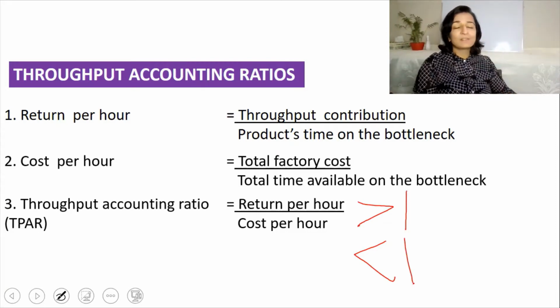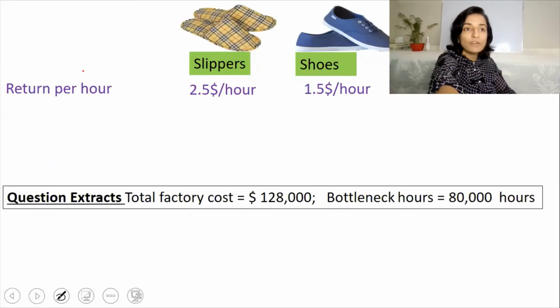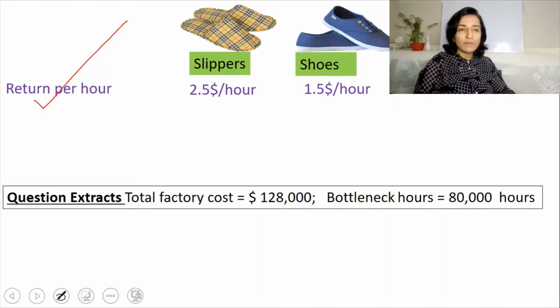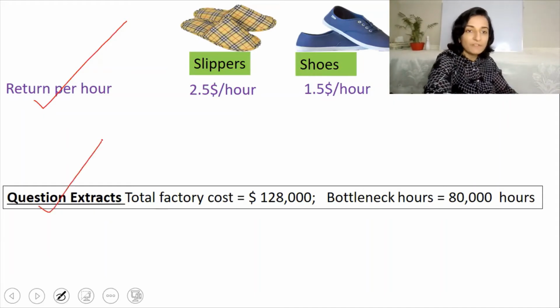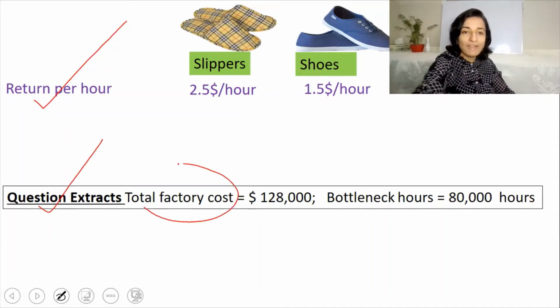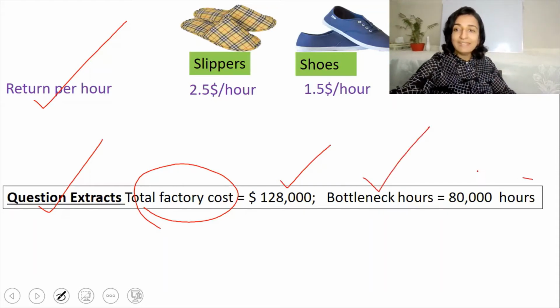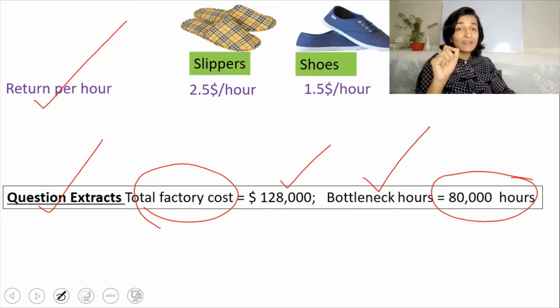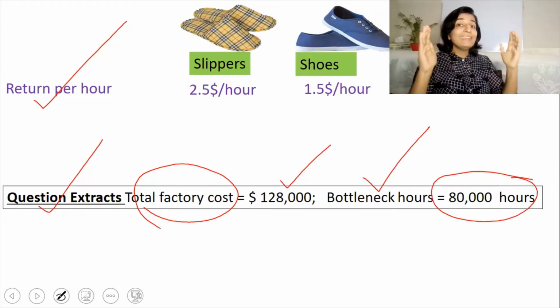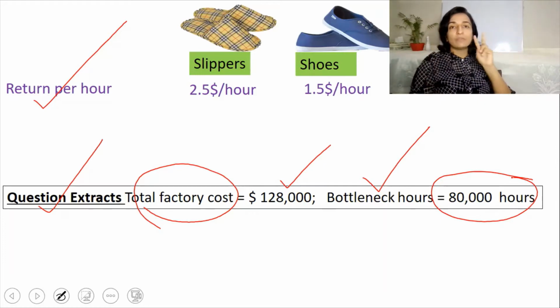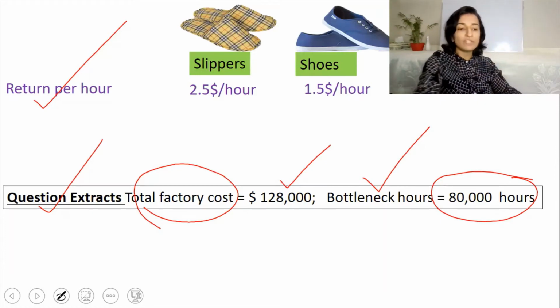So let's get back to the details of the question. We have already calculated the return per hour. Now, the question further says the total factory cost is $128,000. Factory cost, as I said, is nothing but the total fixed cost. And bottleneck hours is 80,000 hours, which means that the bottleneck can work only up to a maximum of 80,000 hours. So we will calculate the remaining two ratios.